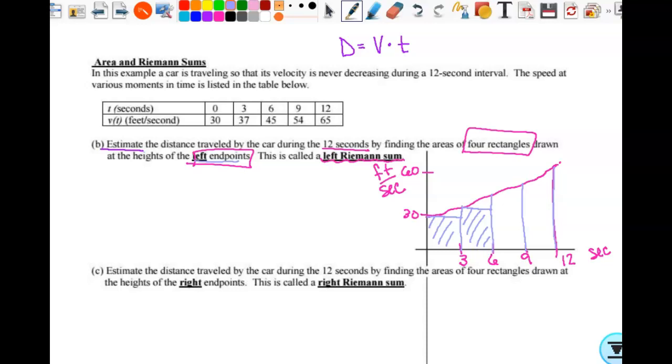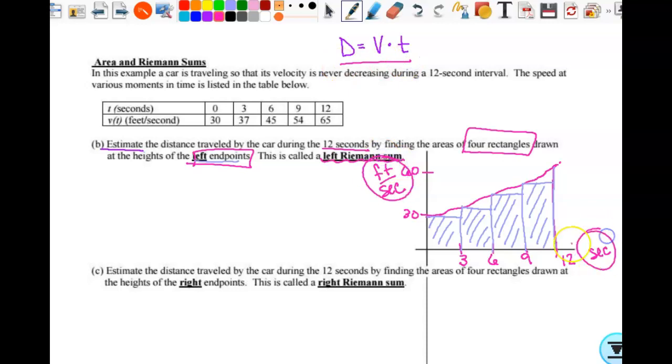Okay? And then from here to here. So there are my 4 rectangles. Now, is that going to give me the exact area under the curve? No, but it's going to give me an estimate, right? Is that going to be an overestimate or an underestimate? Underestimate. And so we already said that distance is velocity times time. This is your velocity.